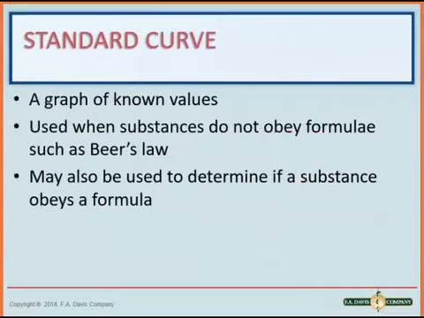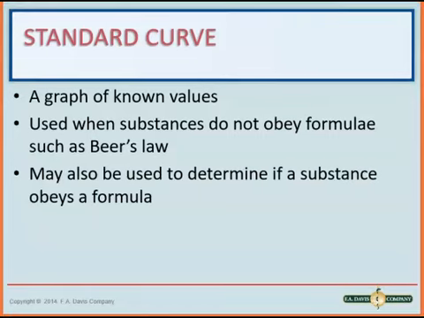So now we need to define exactly what a standard curve is. A standard curve is a graph of known values, and we're going to look at an example of what a standard curve looks like on the next slide. But it's used when a substance does not obey a formula, such as Beer's law. If a substance doesn't follow Beer's law, a standard curve might be a tool used to determine if a substance does obey a formula or a pattern.